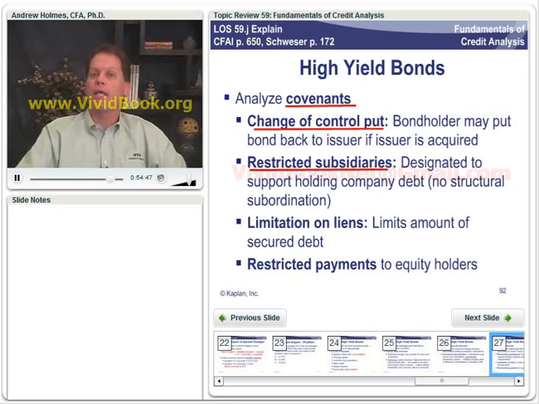Limitations on liens. So look, you're using some asset as collateral. Well, you can't go and issue more debt against that same asset. And then restricted payments. This is thinking in terms of equity holders.